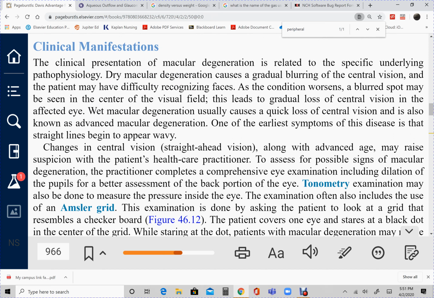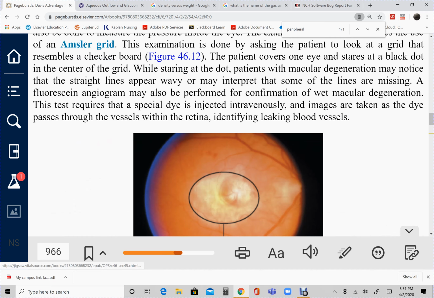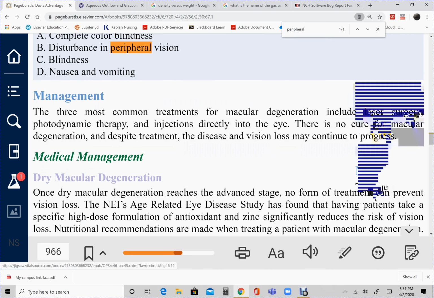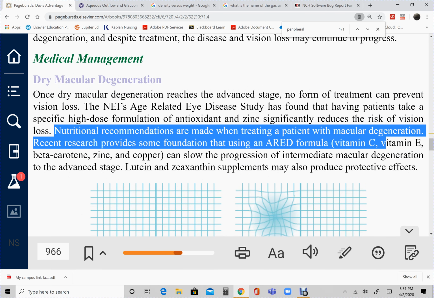Manifestations are similar. However, there are a few slight differences here. Treatment. There is no treatment for dry macular degeneration. You can only slow it down. This is the current recommendation: vitamin C, vitamin E, beta-carotene, and copper. This is called the ARID formula.